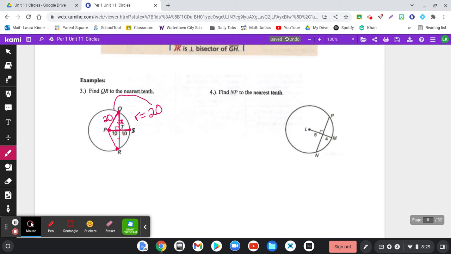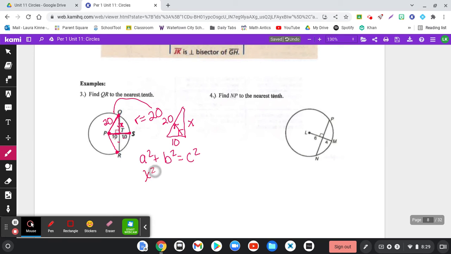So if we pull that right triangle out and take a look, anytime you're missing one side of a right triangle, you can use your Pythagorean theorem, where your radius is your hypotenuse. So x squared plus 10 squared equals 20 squared. Solve it. X squared plus 100 equals 400. Subtract that 100 over, so x squared equals 300. We'll take the square root.